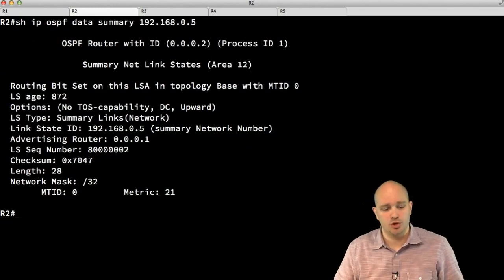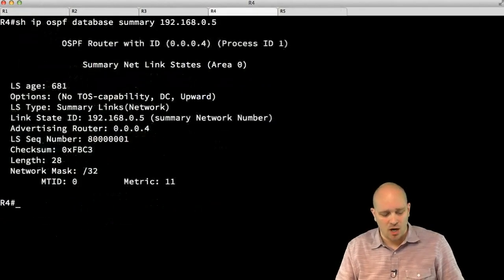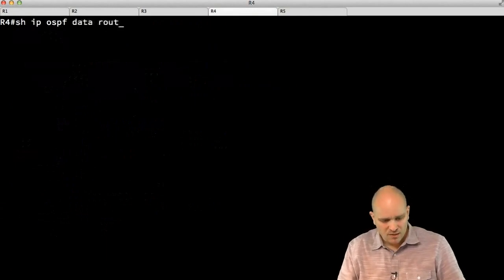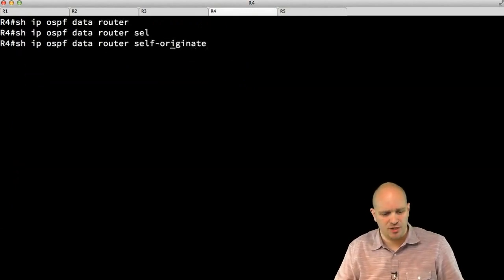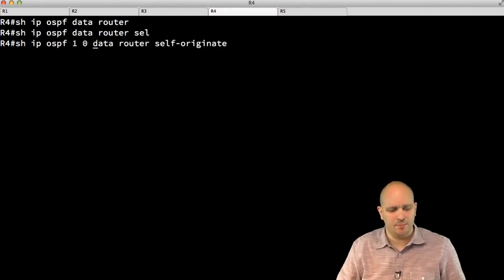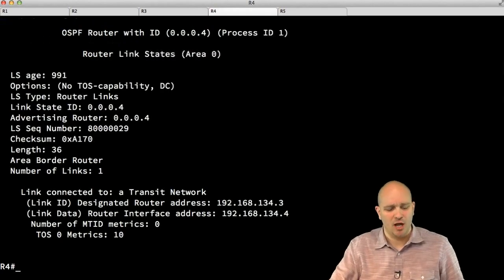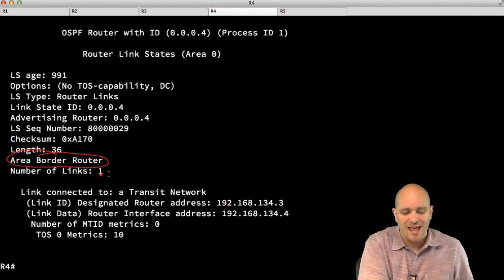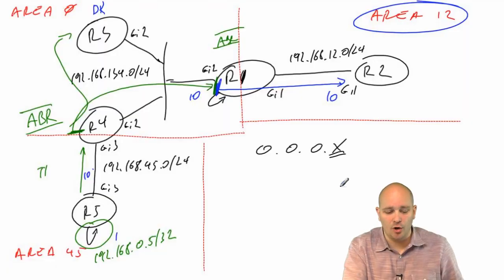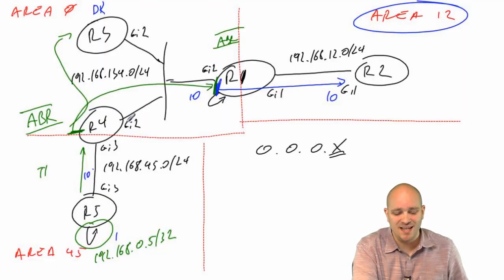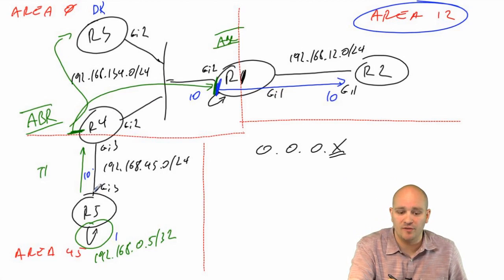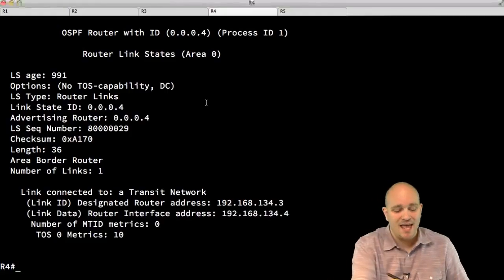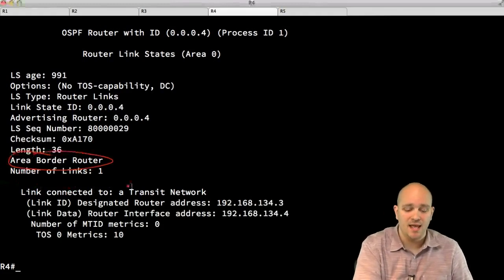One more thing that I want to show you is, let's head back to R4. I'm going to say show IP OSPF database router self-originate, but I want to take a look at the database in area 0 here. And I want to show you this part of the output here. Now, when we have configured our R4 with interfaces in area 0 and in area 45, R4 automatically regenerated its type 1 LSA and is now claiming to be an ABR.